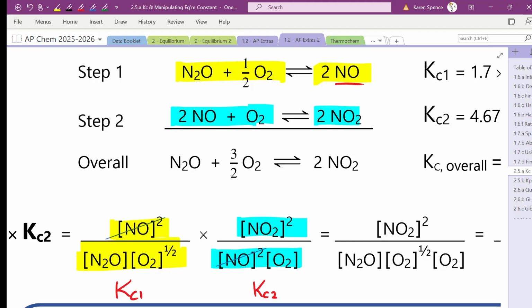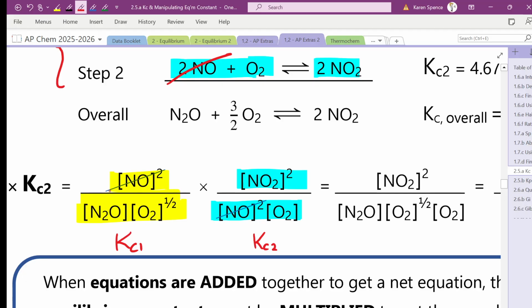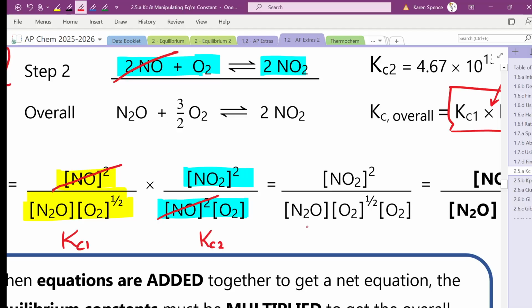And if we look at how those cancel out, if we're adding up the two steps of the reaction, what cancels out? The 2NO cancels out. And look what happens when we multiply these two. The NO squared cancels out with the NO squared. So it's the same thing canceling out as when we're adding the steps. And what we end up with then is NO2 squared over N2O. And then we've got an O2 to the 1/2, and we've got an O2 to the 1. So that's going to be O2 to the 3/2.